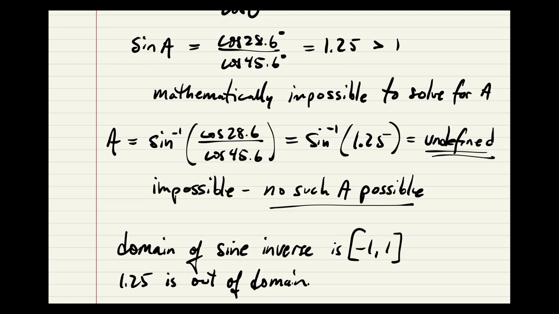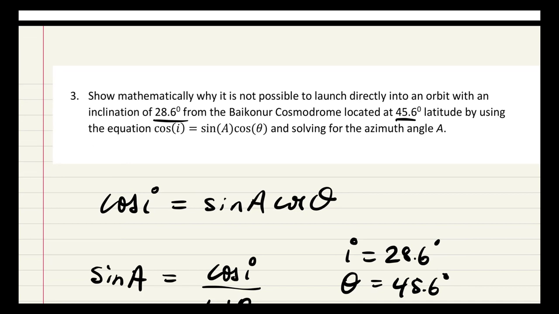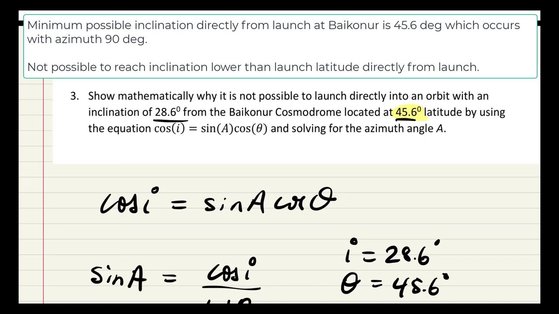We can already recognize immediately in reading the question that you can't launch directly into an inclination that is lower than the latitude. So as soon as I see latitude at 45.6 degrees north, I know that I cannot reach a lower inclination orbit directly from launch. The lowest possible inclination you could achieve at Baikonur is 45.6, and that would happen if you launched directly eastward at 90 degrees.